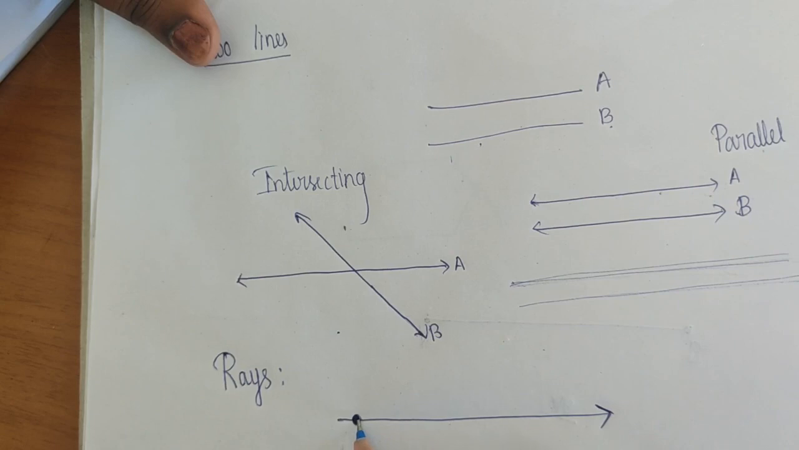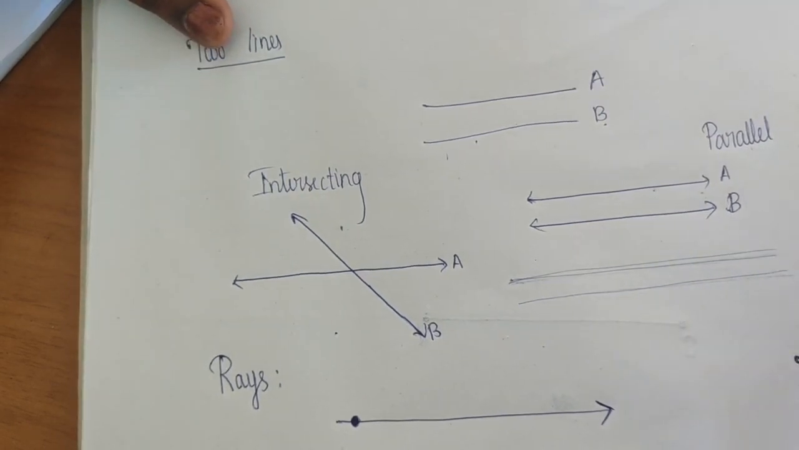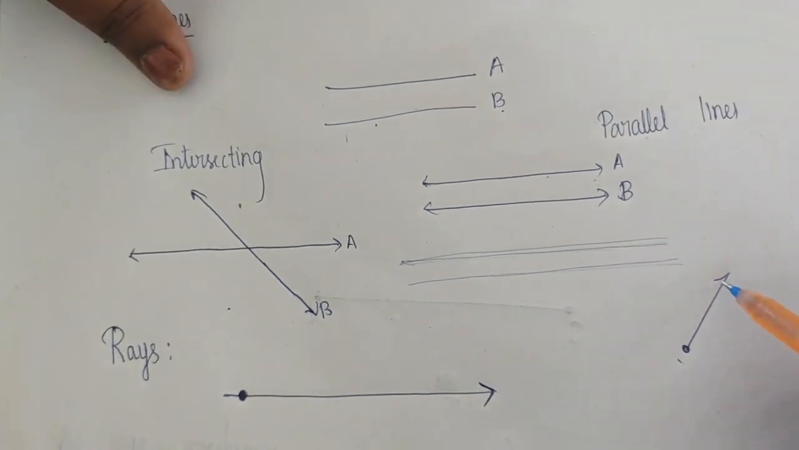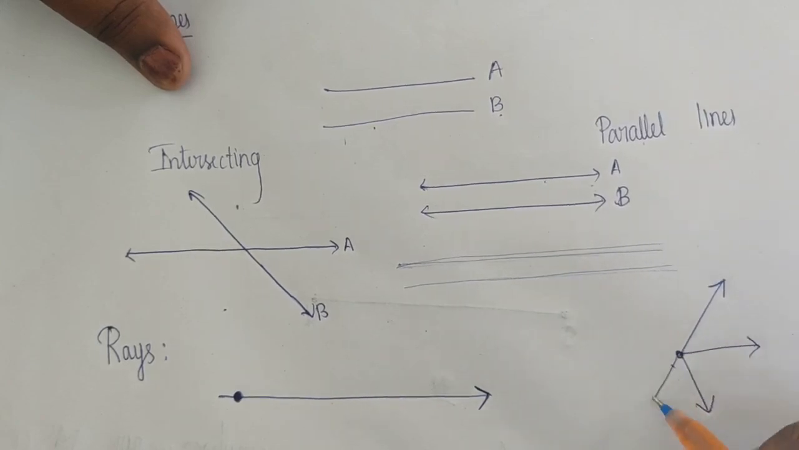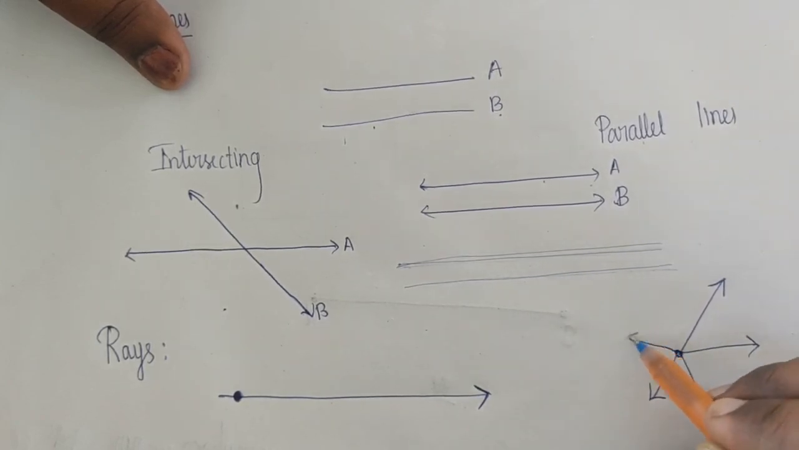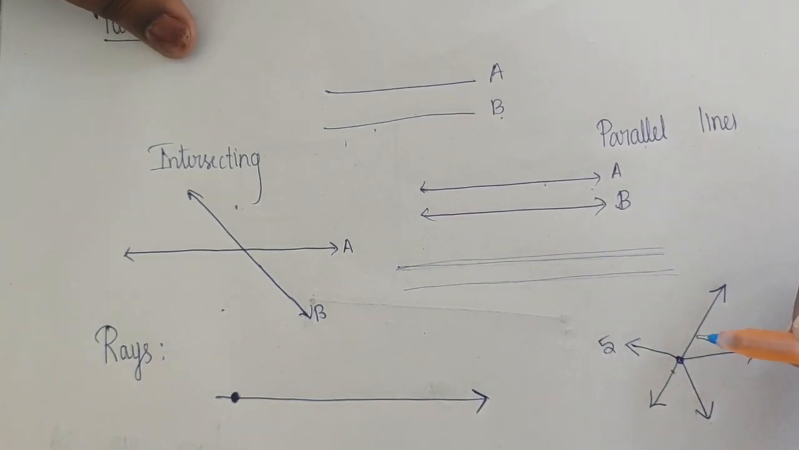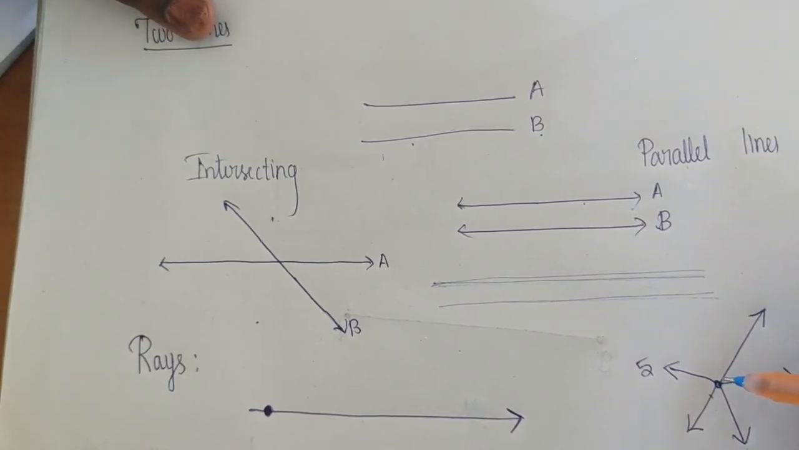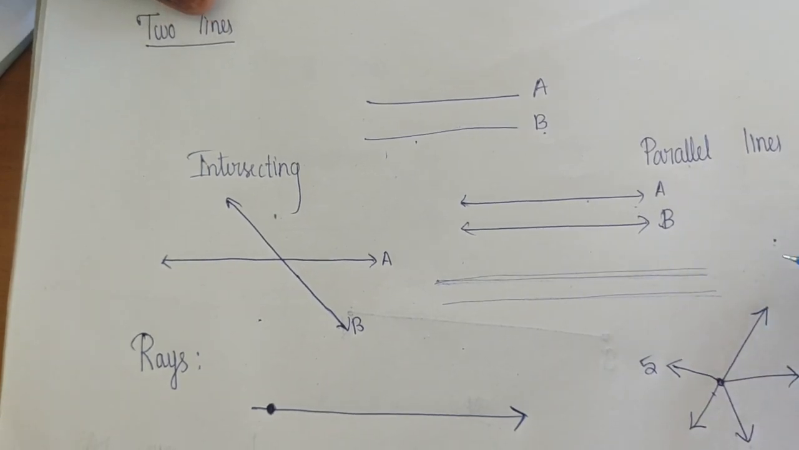A ray goes on one side. So we take one fixed point, and this is the starting point. This is one ray, two rays, three rays, four rays, five rays. So we can draw many rays from one starting point. Okay students, can you understand?